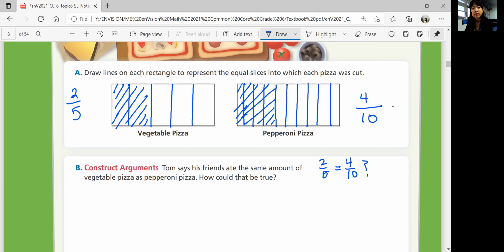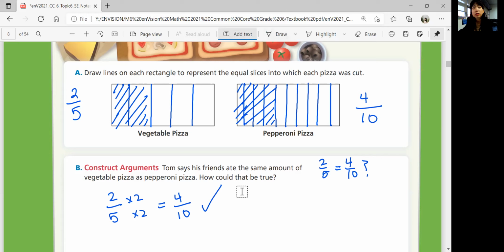Well, can you verify that? You know, if you multiply both terms by the same number, you get an equivalent ratio. So you just have to figure out what number it's multiplied by. You multiply 2 by 2, 5 by 2 to get 4 over 10. And are they equivalent? Yes, they are equivalent.